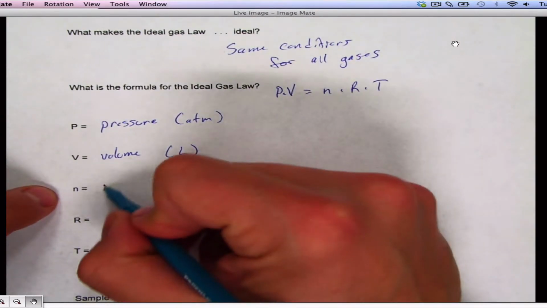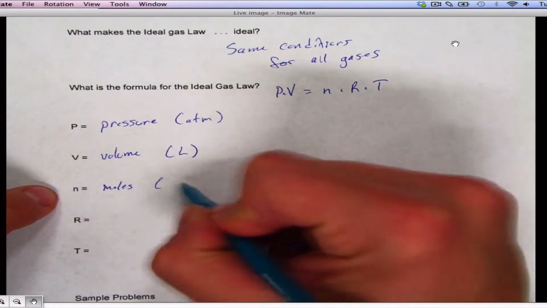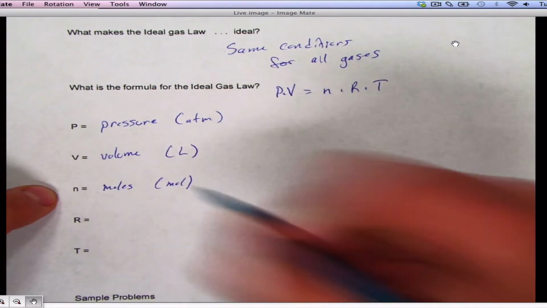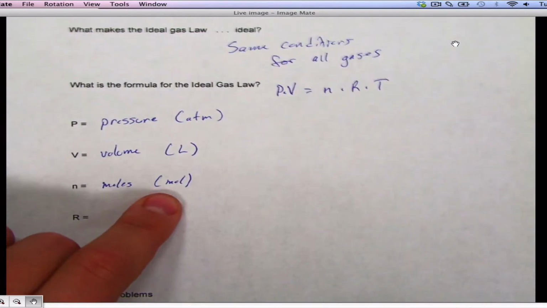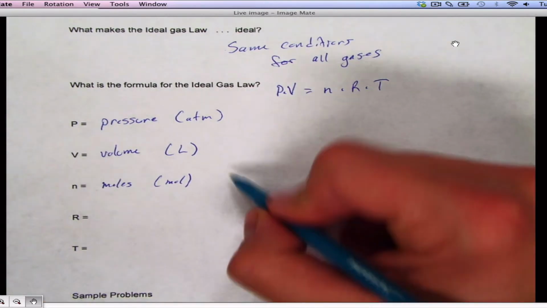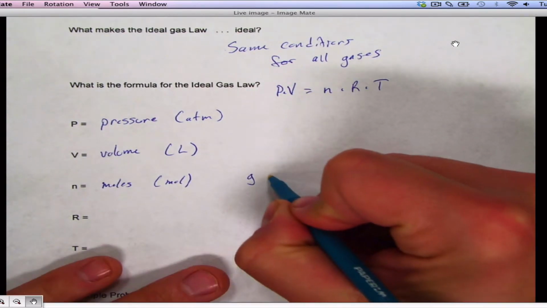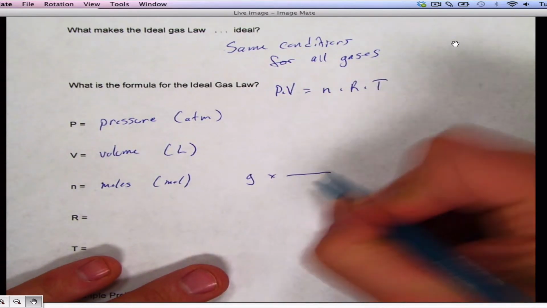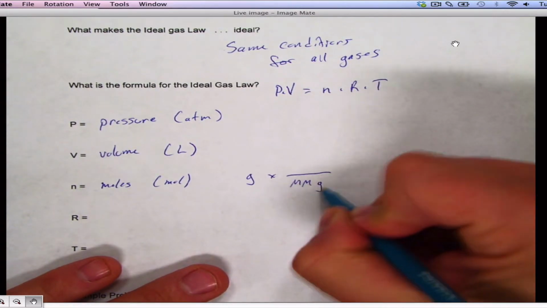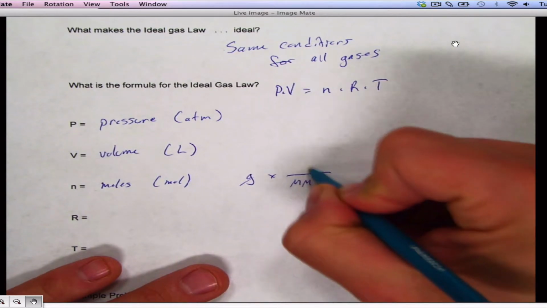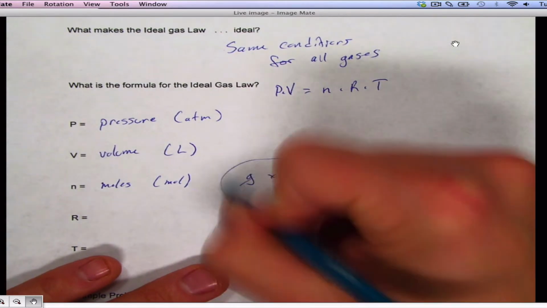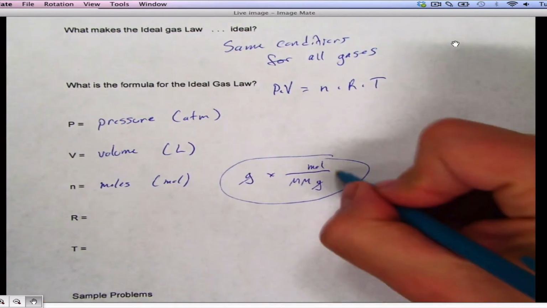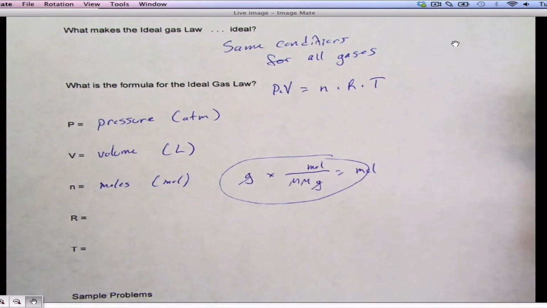N is your number of moles. So moles is moles. That means they might give you grams sometimes. If you have to change your grams to moles, we know how to do that already, or at least we should. If we have grams, remember, it's going to be your molar mass in grams to moles. So don't forget to do that calculation, how to figure out moles from grams.